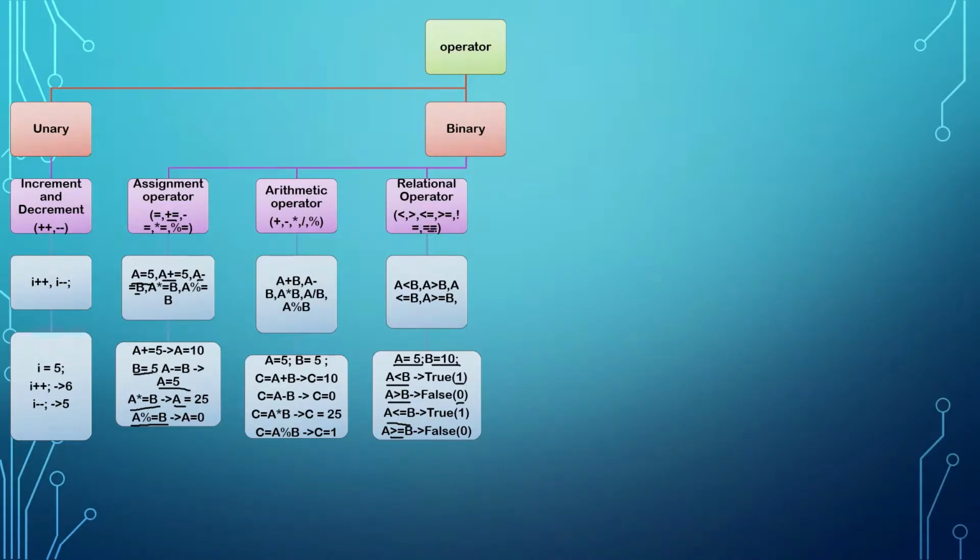Another is equal to. We are checking if a is equal to b. Another one is not equal to. Not equal to means if a is not equal to b, it returns true. Yes, a is not equal to b here, so it returns the value true. Now you know what this relational operator is. This relational operator compares two variables.